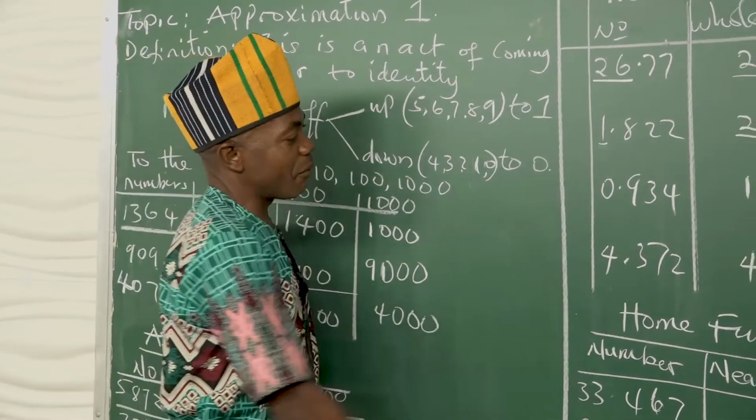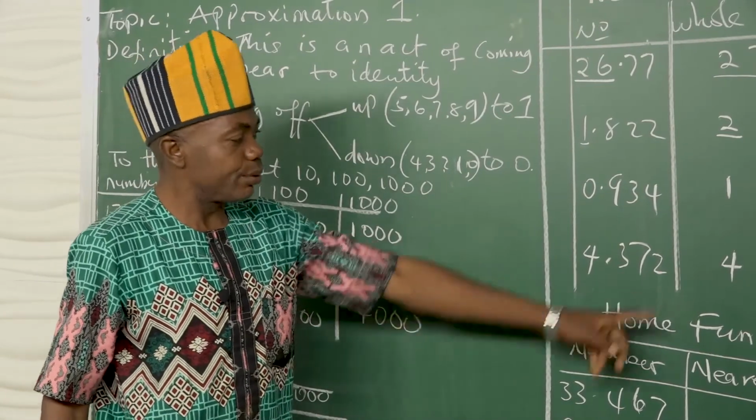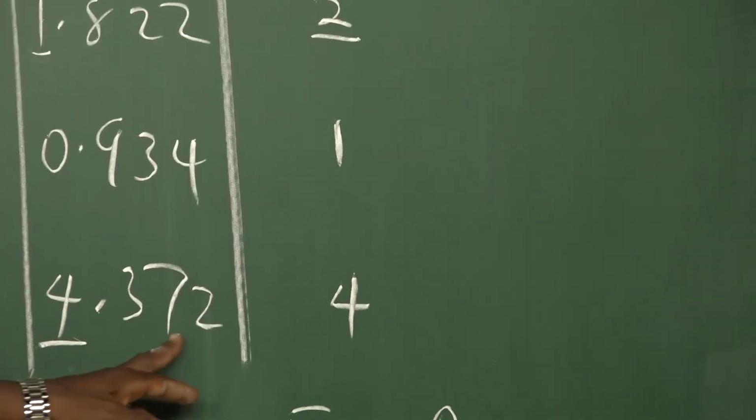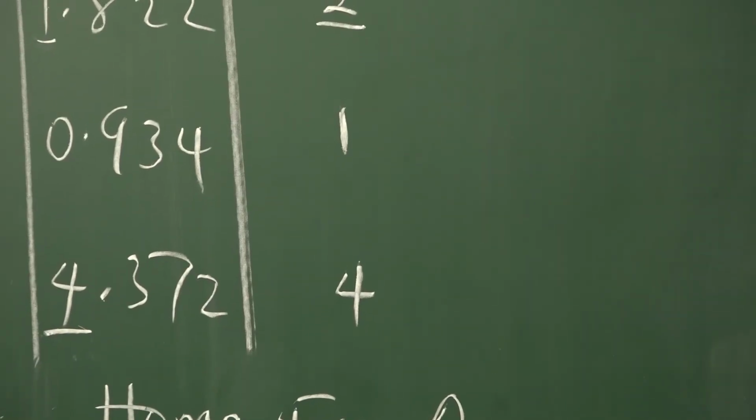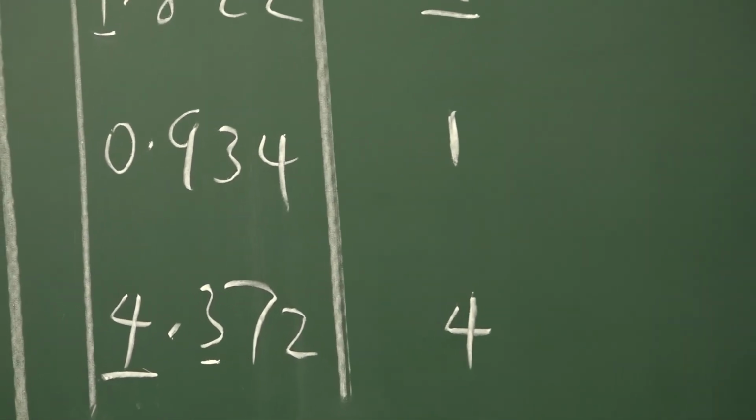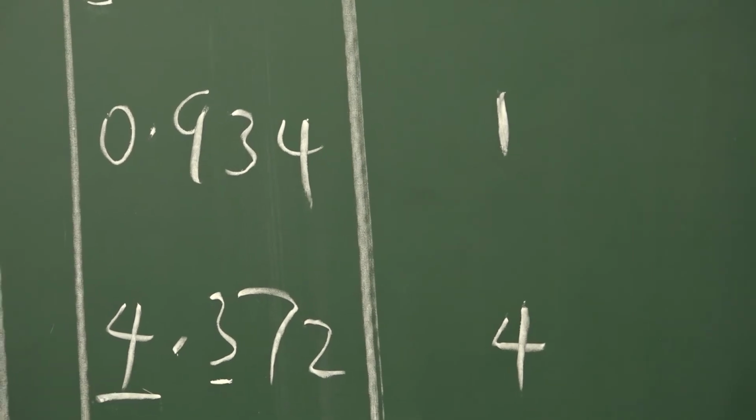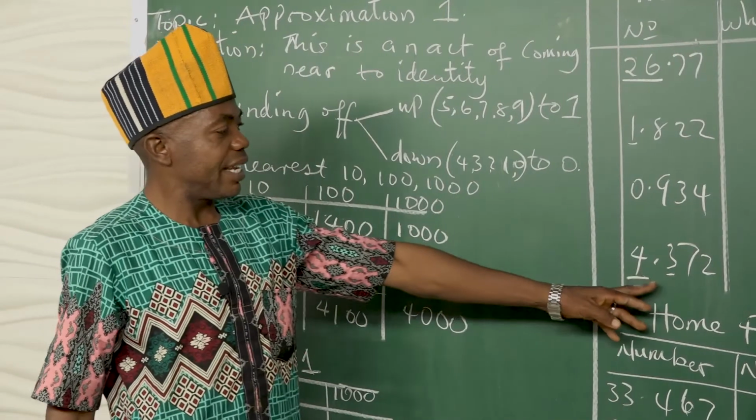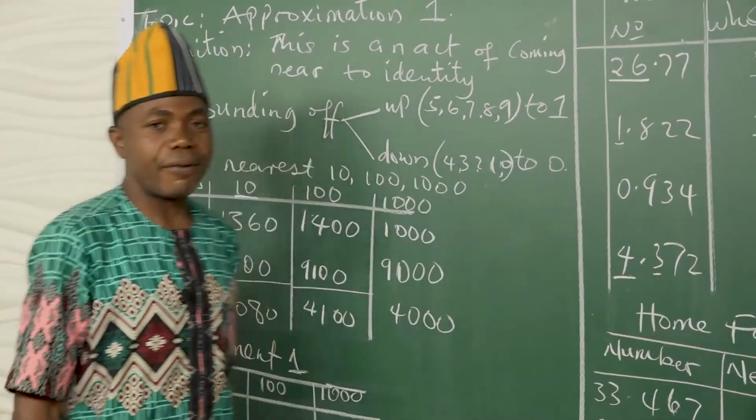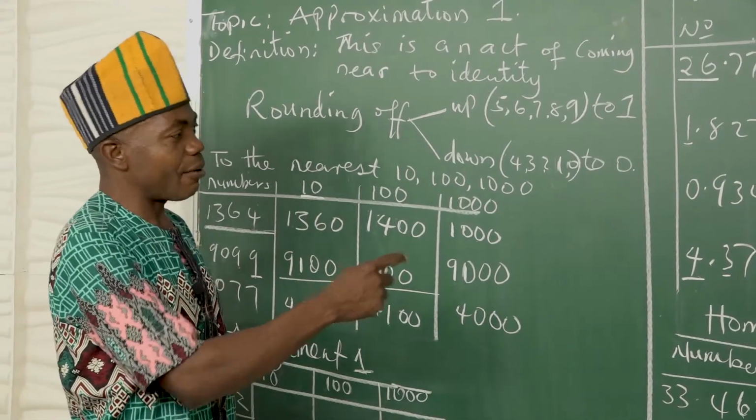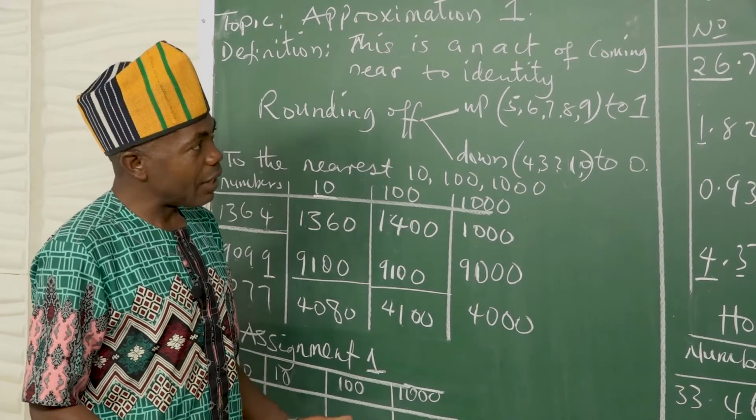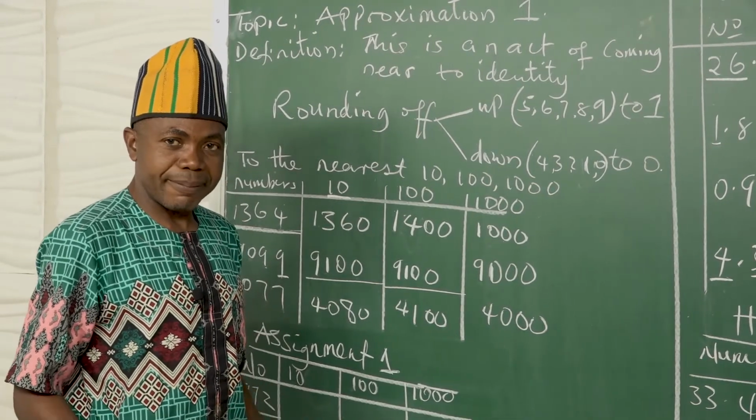Then the last example we have is 4.372. 4 is the whole number. 0.372 is decimal number. And we consider the next number to 4, which is 3. And this 3 is to be rounded down to 0. And 0 plus 4 will give us 4. So 4.372 has been rounded to a whole number, and the answer is 4. So that is how we round up decimals to the nearest whole number. You cannot be given whole number to be rounded up to whole number.